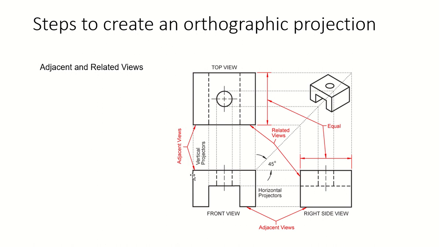Everything that is connecting lines from point to point, or edge boundaries to edge boundaries, or feature boundaries, we call the projectors, horizontal projectors. So these are your vertical projectors, right? And this is your 45-degree miter line, and they are equal to each other: depth, height, and then the width. Okay, that's the relationship.